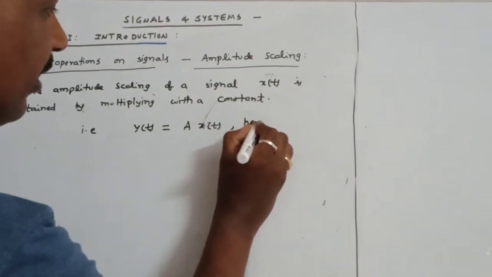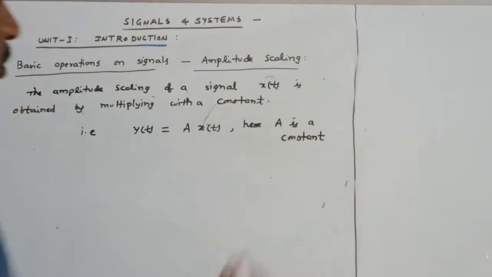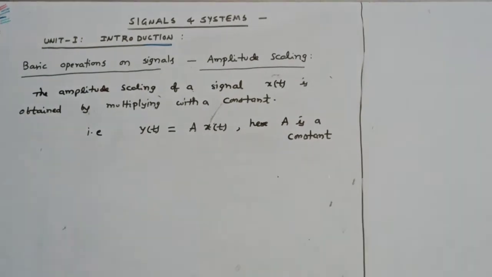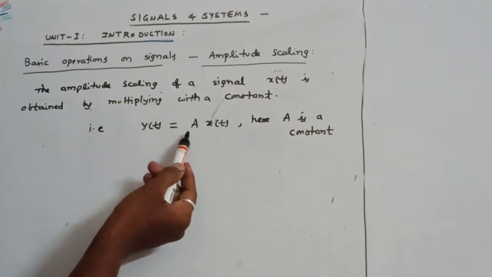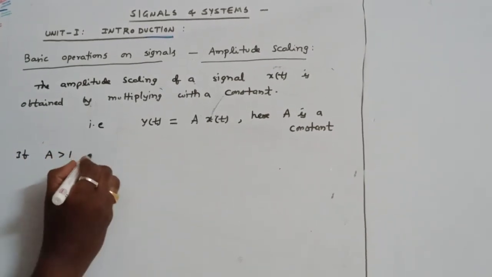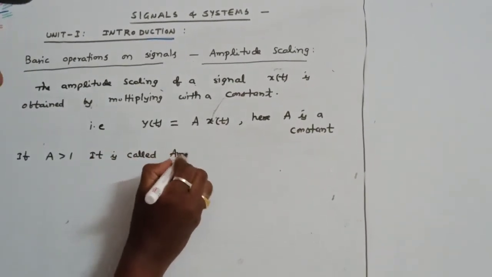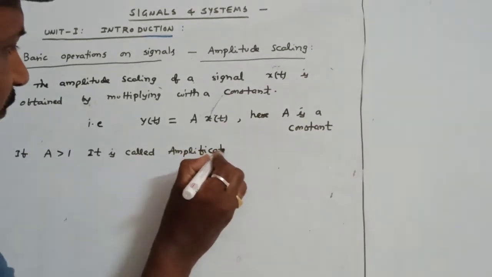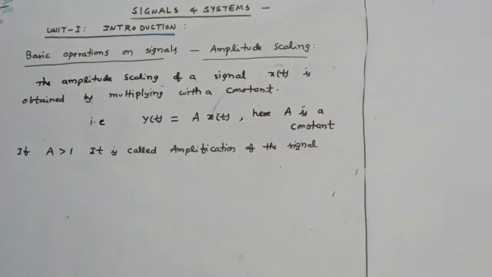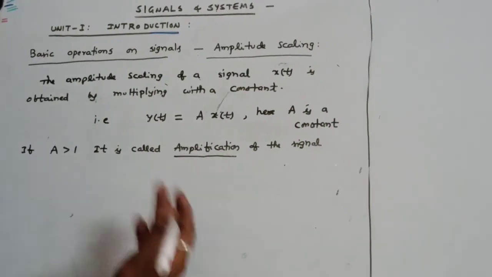Here capital A is a constant. As the name itself indicates, multiply the signal by some constant, then it is called as amplitude scaling. So a may be greater than 1 or a may be less than 1. If a is greater than 1, it is called, very important word, amplification of the signal. So increasing the amplitude of the signal is called as amplification.